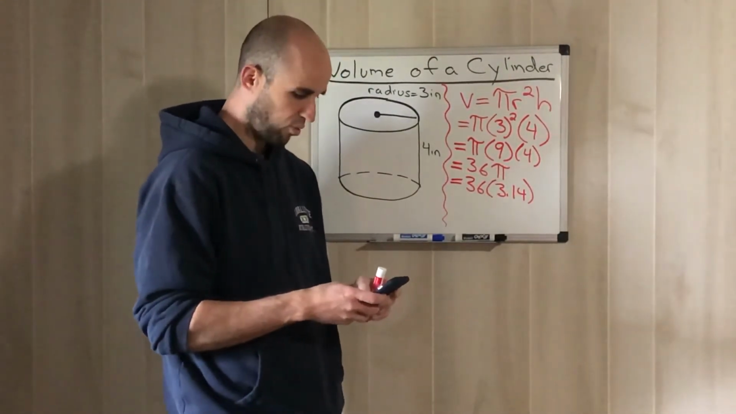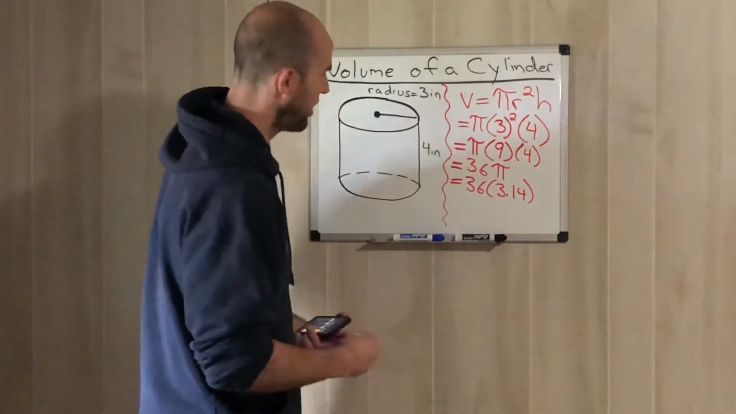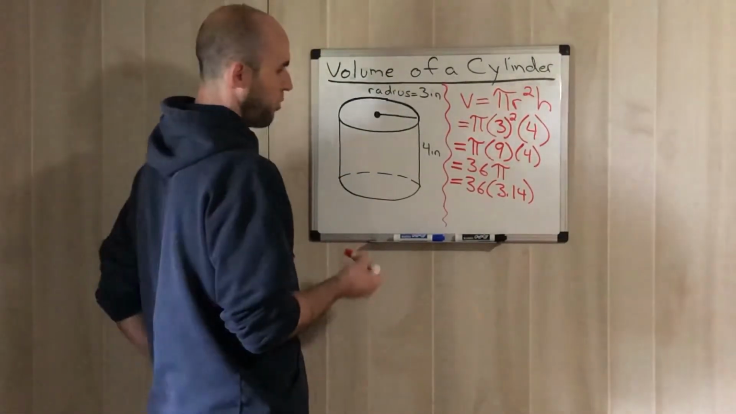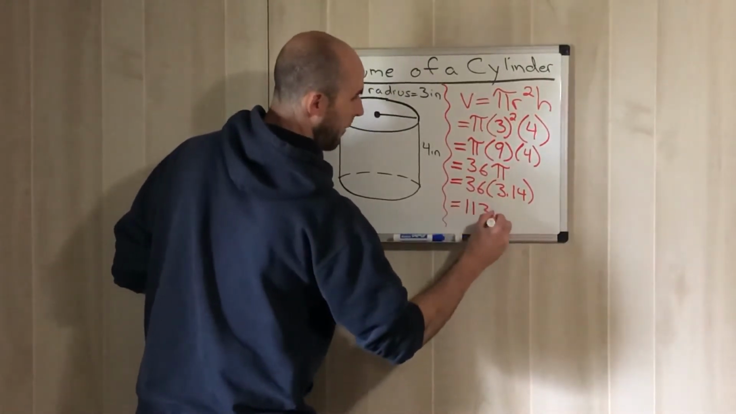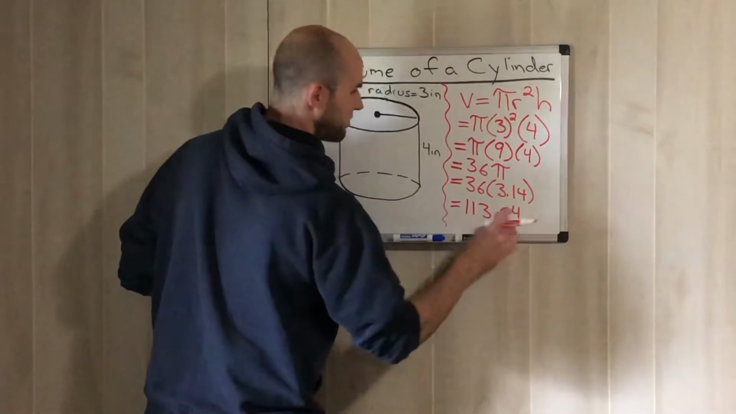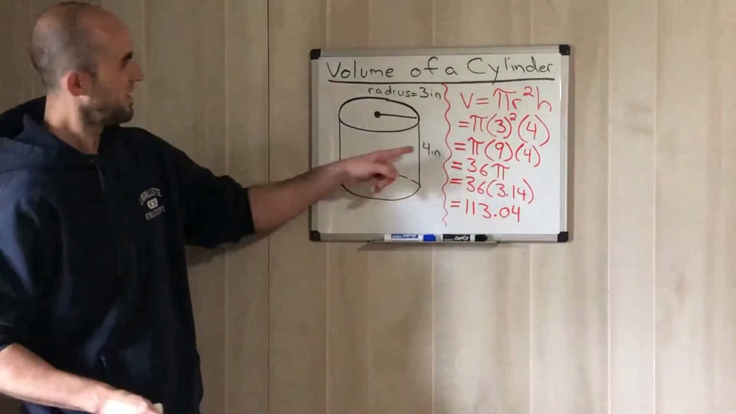36 times 3.14 gives us 113.04. And again, let's not forget the notation. It's inches.